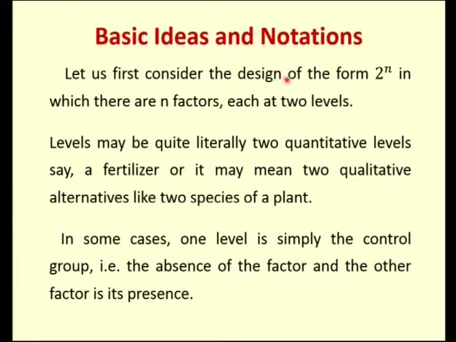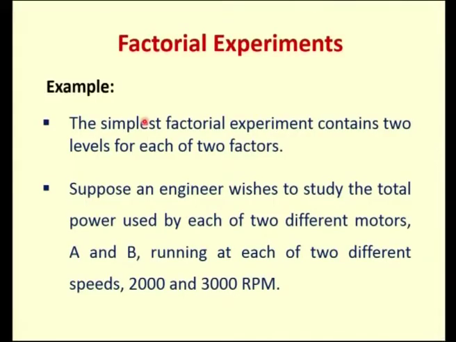So, let us consider a design of the form 2 power n, in which there are n factors and each at 2 levels. Levels may be quite literally 2 quantitative levels, for example fertilizer, or we may have 2 qualitative alternatives like 2 species of a plant. In some cases, one level is simply the control group, that is the absence of the factor, and the other level is its presence.